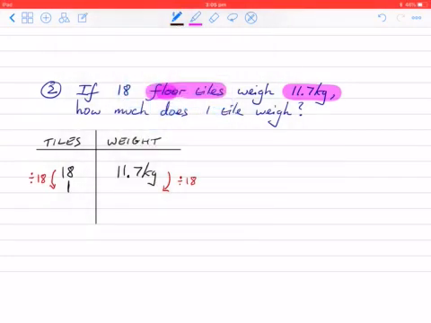So back in here goes 0.65 kilograms. So 1 tile weighs 0.65 kilograms. If you want to be fancy, 0.65 kilograms is 650 grams. Okay, so that's it for part 1. Have a go at part 1, and good luck with that.